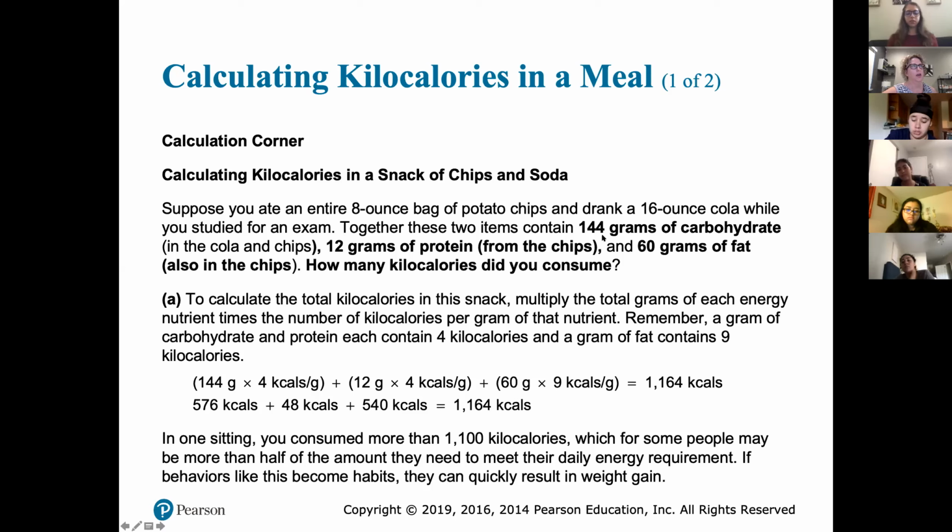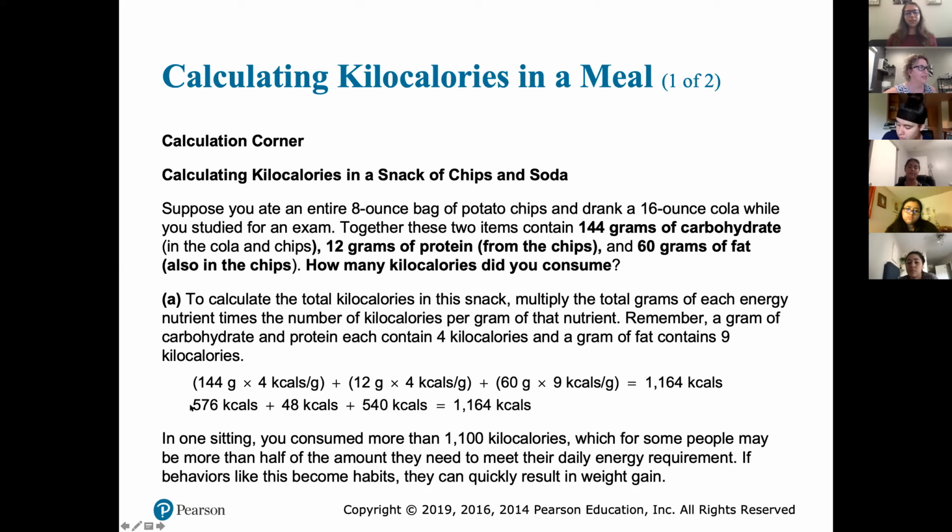So you're going to know that there's 144 grams of carbohydrate between the two. So you've added them up, and now you know that there's 144 grams of carbohydrate. You know that there's 12 grams of protein. And really the protein's only coming from the chips, okay, there's no protein in soda. And then 60 grams of fat, which is also really coming from the chips. So soda has no fat and no protein. So what does it have? It has carb. And guess what? When we don't use that carb all up, guess where it goes? It does get stored as fat, and we'll talk about that later on.